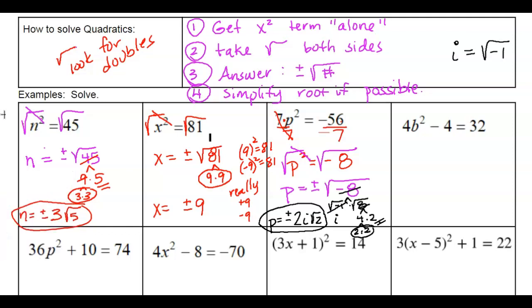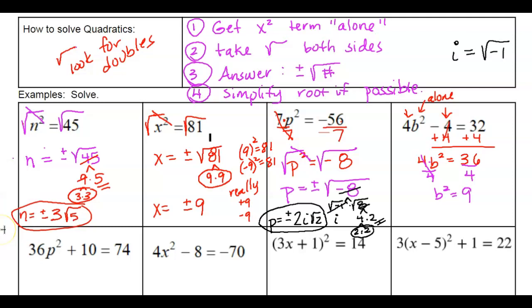All right, fourth example. Here's my b squared. So that means I have to move the 4, and we have to move this -4. When you solve, you always want to do the adding or subtracting first. So we're going to do the opposite and add 4. So 4b squared equals 36. Then these are being multiplied, so I'll divide by that 4 on both sides. So b squared equals 9.